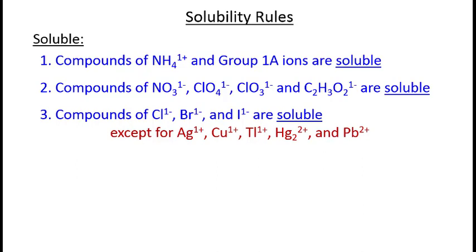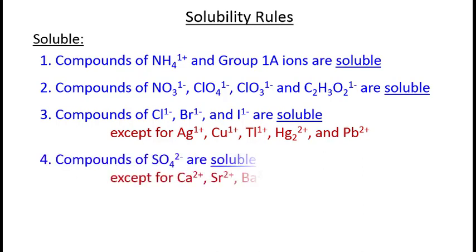Notice all of these cations are at the right-hand end of the D block or in the P block. This suggests considerable covalent character in the bonds they form with these anions. That might be something you consider in a future chemistry class. Notice also that fluoride is not included here. Its solubility characteristics are not like the other halogens. Fourth, compounds of sulfate are soluble, with the exception of calcium, strontium, barium, and lead 2.